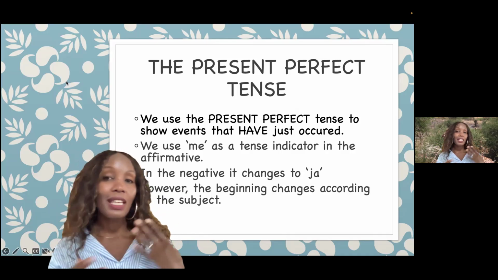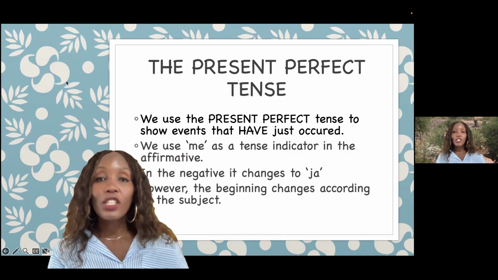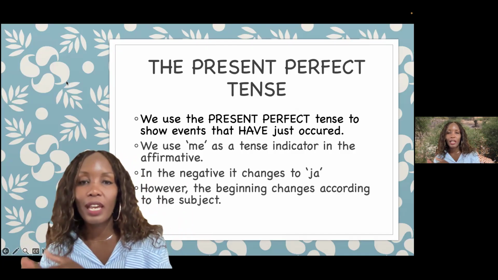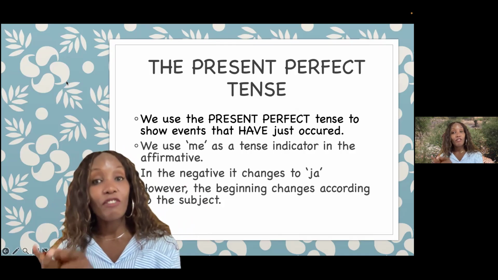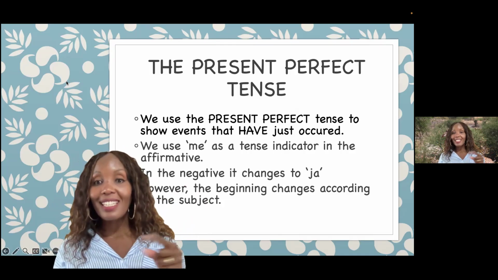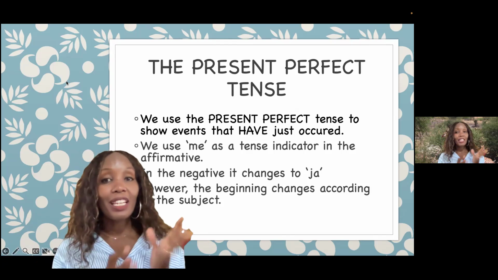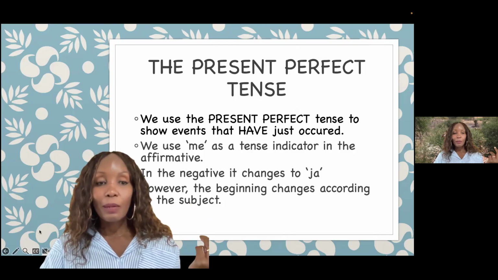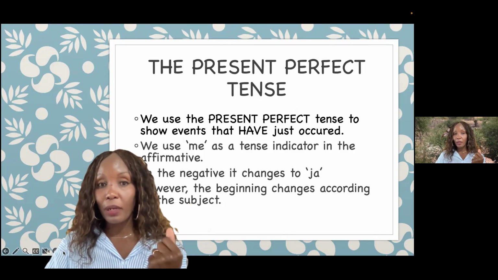I hope you already understand how the Swahili verb works. And if not, I have a free 5-day course that you can take and it'll show you exactly how the Swahili verb is broken down. So me is going to be the tense indicator in the affirmative. Now, when you negate it, the me is going to turn to ja. However, the beginning is going to change depending on the subject that you're working with. As you know, in Swahili, subject prefixes change depending on what you're talking about, okay?